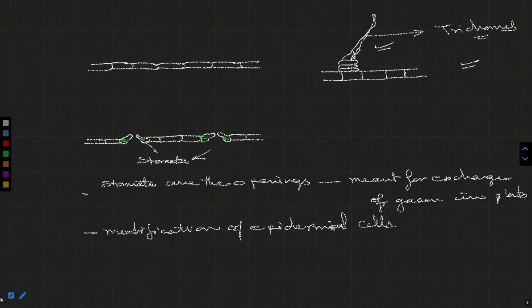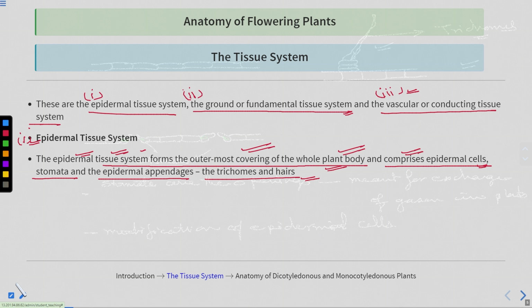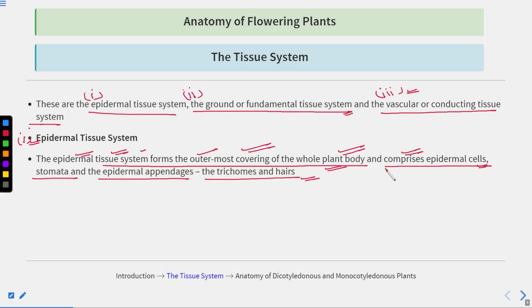So here what we have seen, the last point, is that the epidermal tissue forms the outermost covering of the whole plant body, and it comprises the epidermal cells, stomata and epidermal appendages. So you can see the stomata is a modification of the epidermal cells, and some epidermal appendages also, the trichomes and hairs.